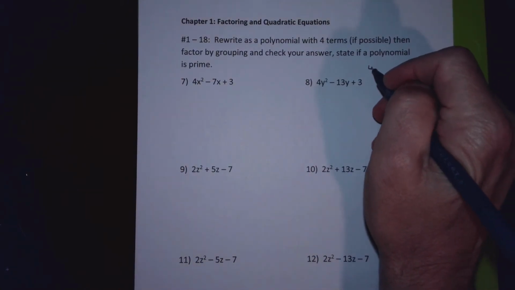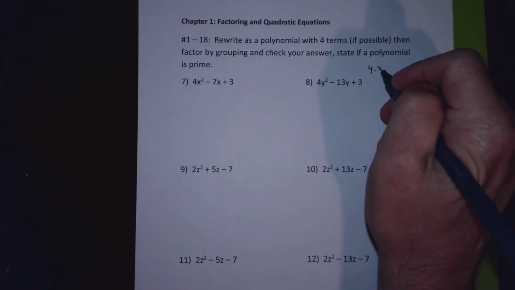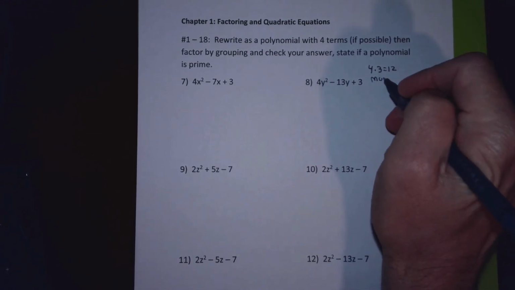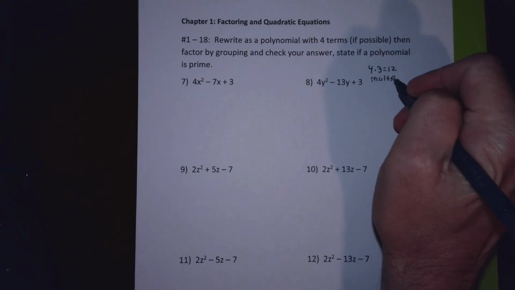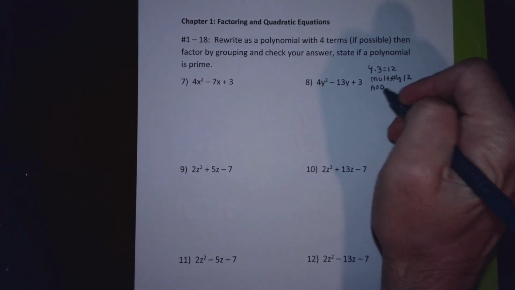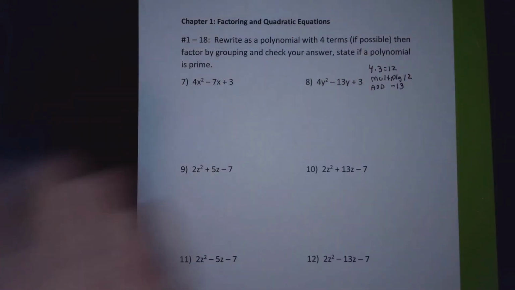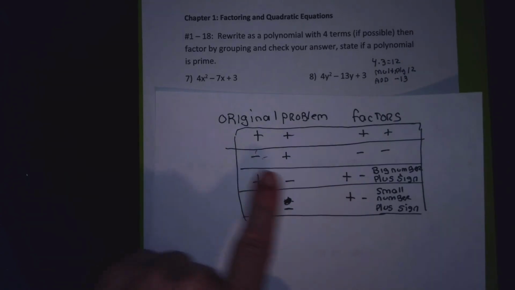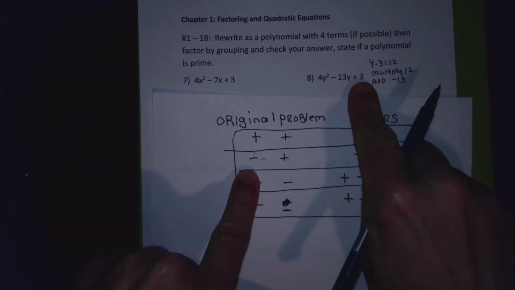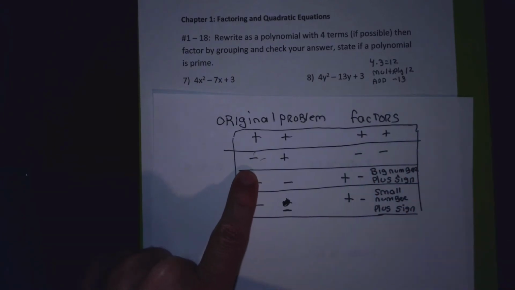With number 8, I'm going to multiply the lead coefficient 4 times the constant 3 and get 12. I need numbers that multiply to 12 and that add to negative 13. And in the world of my template, I need minus minuses. When the original problem has a minus first and a plus second, I need minus minus factors.